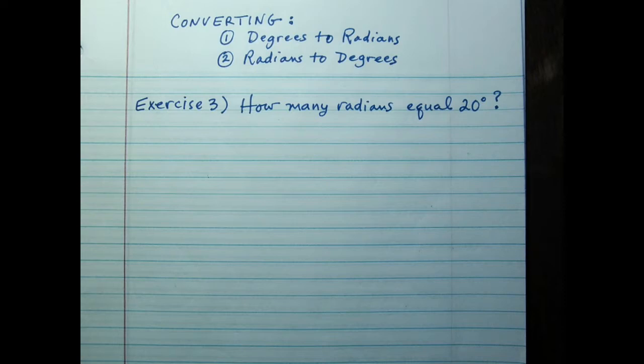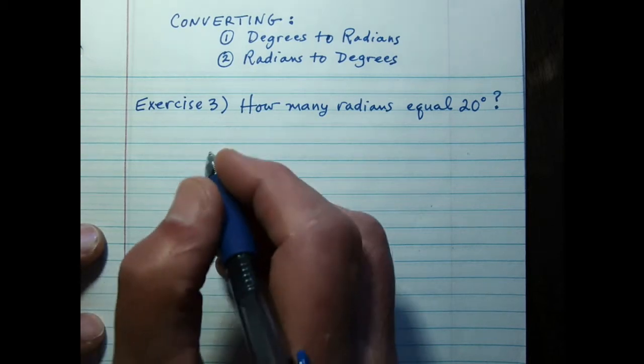So now we're ready to start working on a very fundamental kind of problem where we convert radians to degrees, degrees to radians. And our first exercise here is actually exercise number 3 in section 7.1. So our third exercise since we started 7.1. How many radians equal 20 degrees?